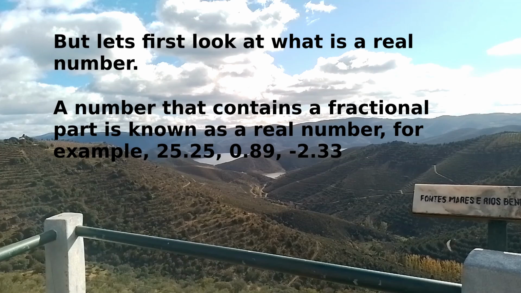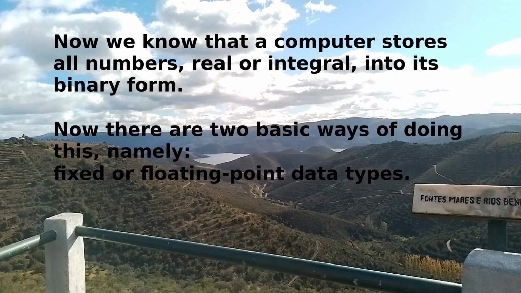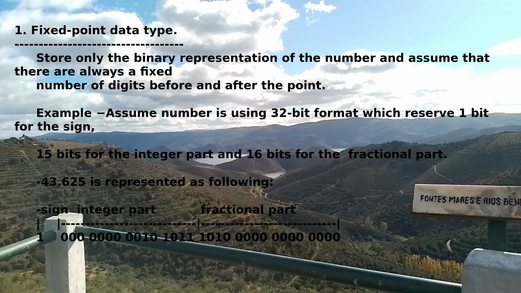Examples of this are 25.25, 0.89, minus 2.33. Now we know that a computer stores all numbers, real or integral, in its binary format. There are two basic ways of doing this, namely fixed or floating point data types. The fixed point data type stores only the binary representation of the number and assumes that there are always a fixed number of digits before and after the point.